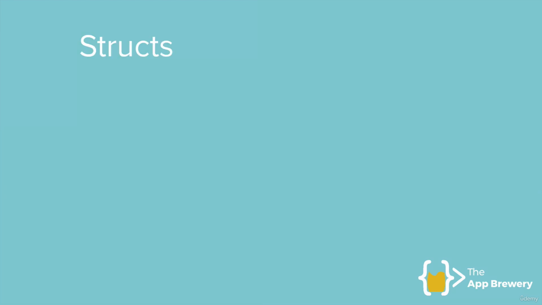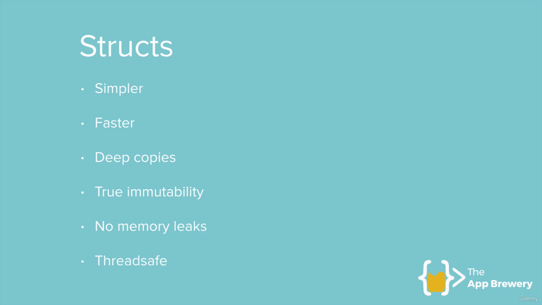So in terms of the differences between structs and classes, structs are simpler. They are faster because they're stored in the stack rather than the heap. And you can create deep copies of structs that are not just references to an object. They have true immutability. So when you declare a struct as a let, then you can't change any part of the struct, including its properties and methods. And finally, you have less memory leaks and thread safety as well, which we're going to go into when we explore more topics such as memory management and multi-threading.